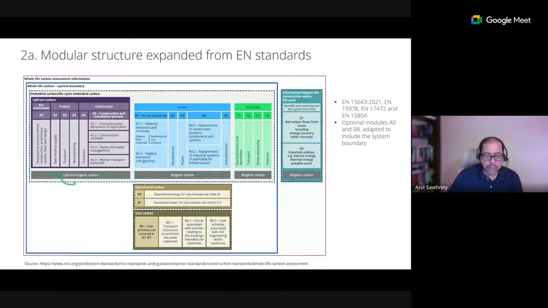So we have biogenic carbon reported under Module B, Module C, and Module D. Obviously, we have operational carbon, B6 and B7, which is energy use and water use, and then your user carbon, which is here. So let's begin with Module A and how we go about calculating emissions under each module for either a building or an infrastructure project.